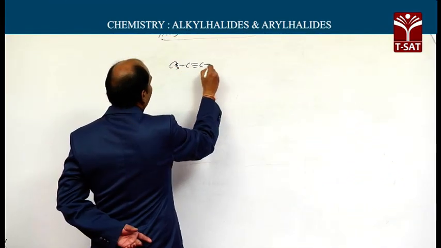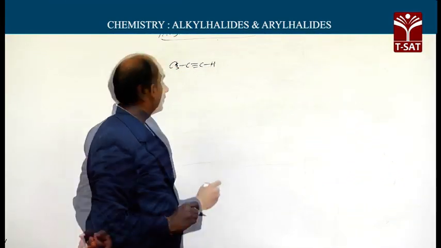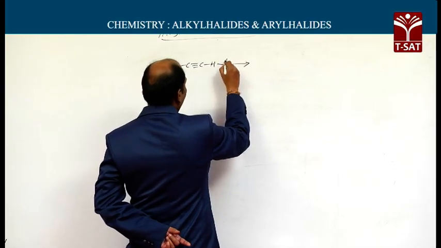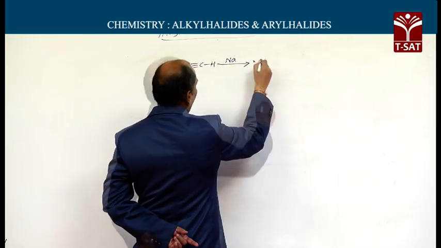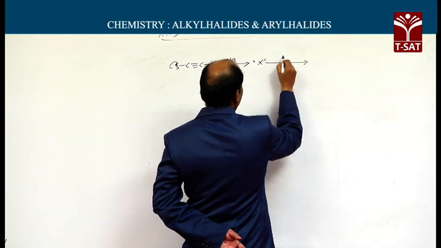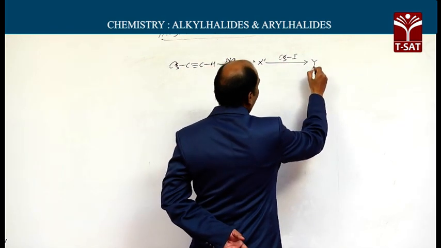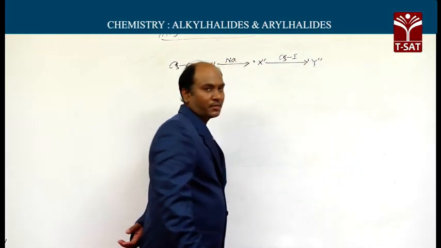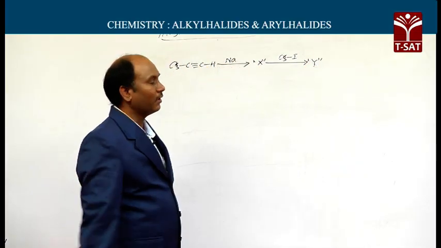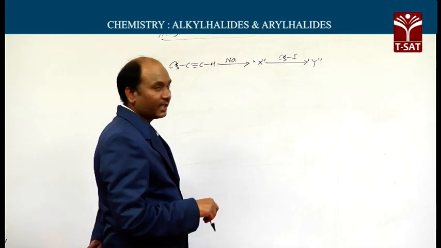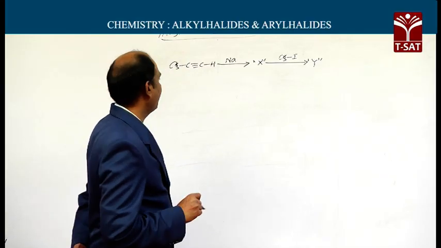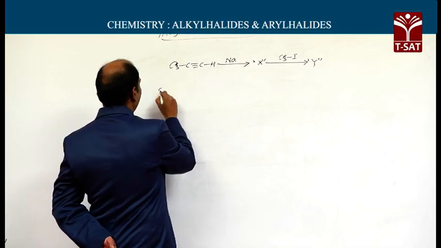CH3 C triple bond CH. This is a multiple concept. Here it is treated with sodium. It gives some compound X. This compound X is treated with methyl iodide. So compound Y is formed. Now, our question is, what are X and Y, and is it SN1 or SN2? Okay, now the solution.